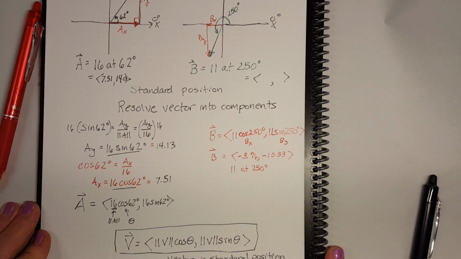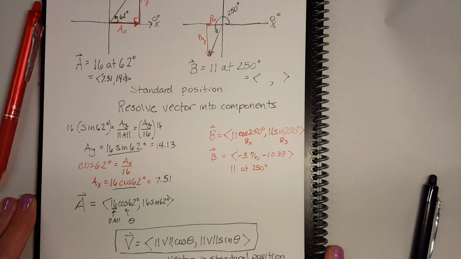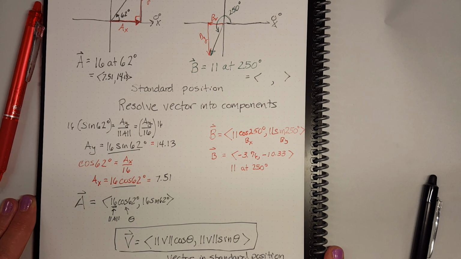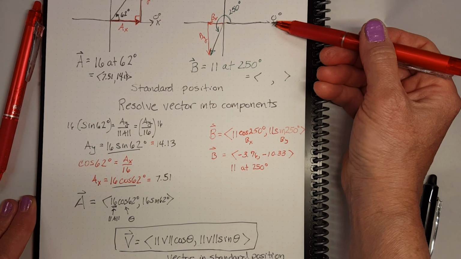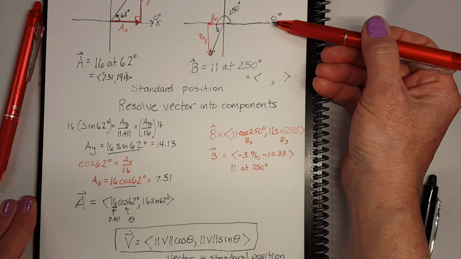Now you know that it is far, far easier to add vectors when they're in component form. So this is a very important skill to resolve your vectors into component form. In the next video, I'll go over the different types of angle systems and why in math we always go back to our standard x is 0 degrees position.